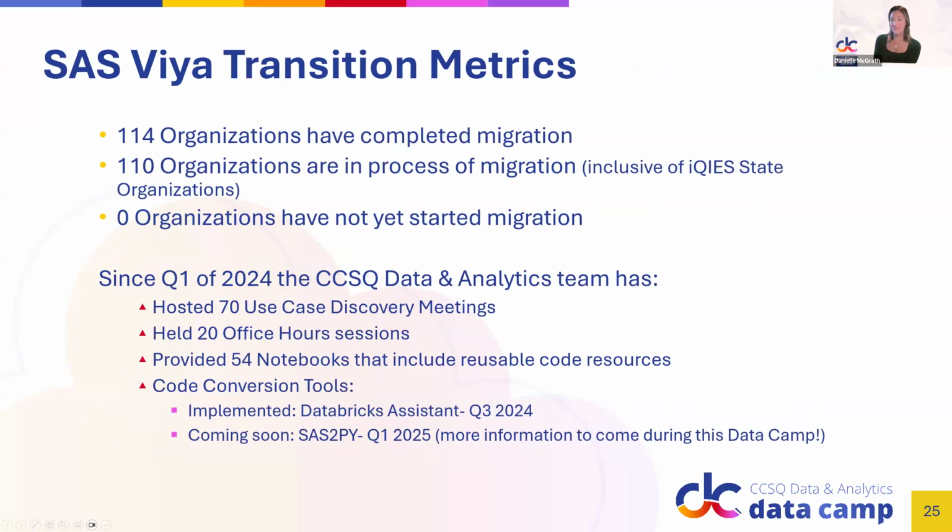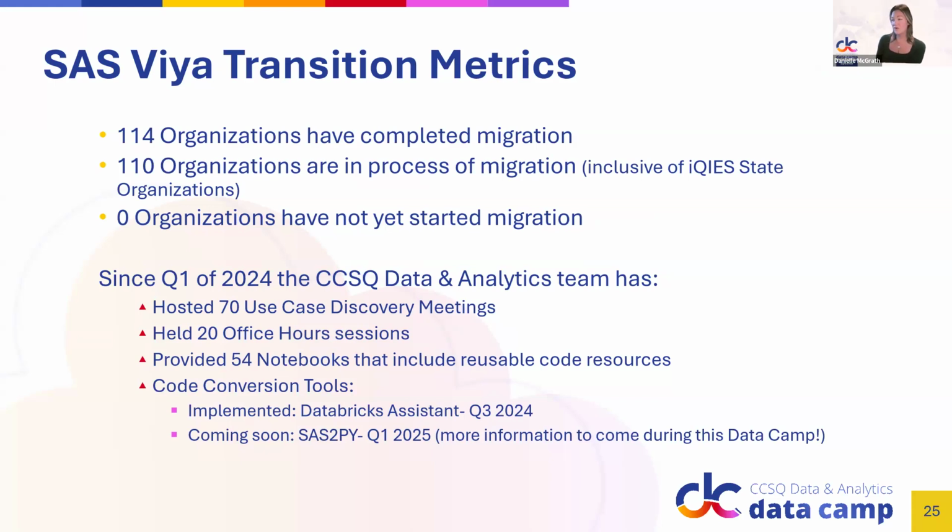So here are some metrics regarding the SaaS transition. As of today, 114 organizations have completed the migrations. That means they are no longer using SaaS. They are solely in Databricks or another tool to do their work. 110 organizations are in progress, and that does include the IKEA state organizations. And great news, there are no organizations that haven't started the migration. So again, thank you so much for all of your support in getting there. We're really happy with that metric.